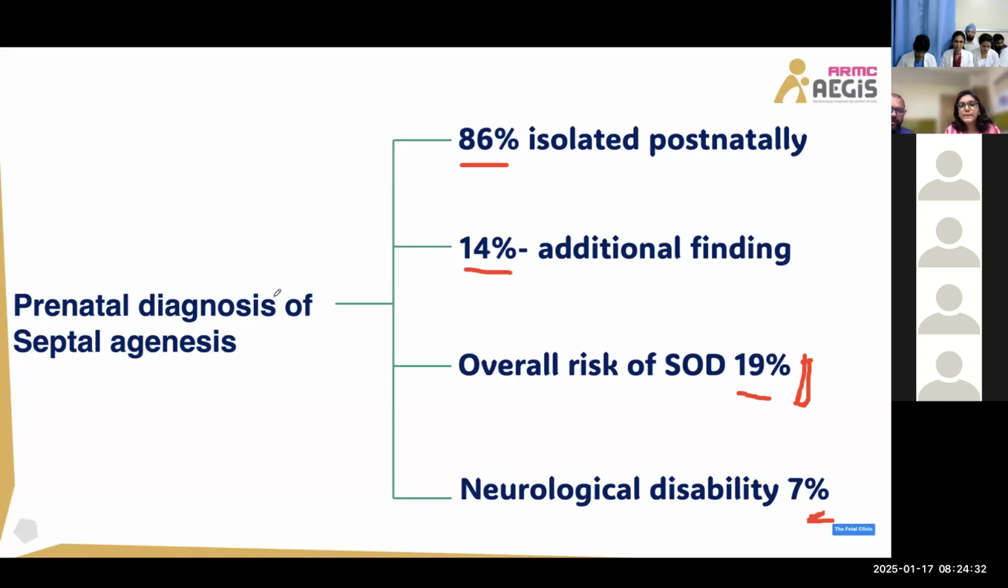I think the two important figures here are, once we have diagnosed septal agenesis prenatally, 14% of cases, even if isolated prenatally, will have additional findings postnatally. And one of the most important conditions diagnosed after birth is septo-optic dysplasia. Also, if it is truly isolated, with no septo-optic dysplasia and no additional abnormalities, in long-term follow-up 7% of these neonates and children are seen to have some degree of neurological disability. So it's a very important slide. Clip it. We will put a counseling statement.